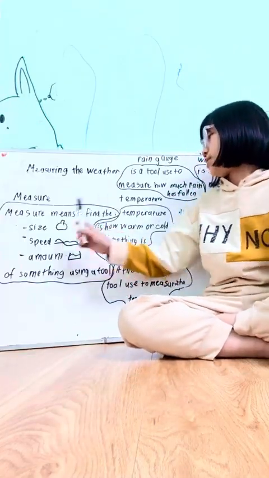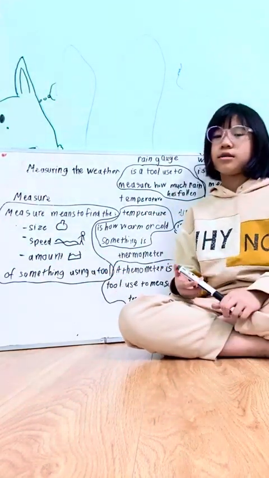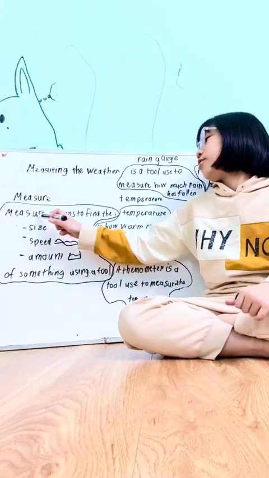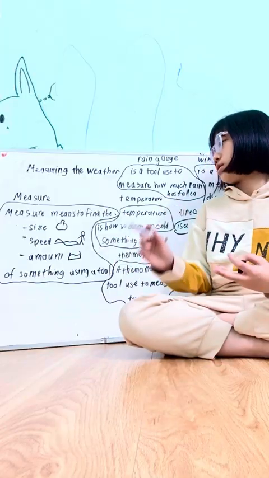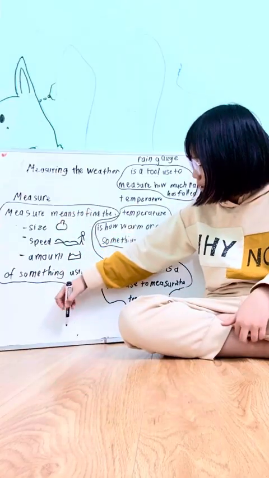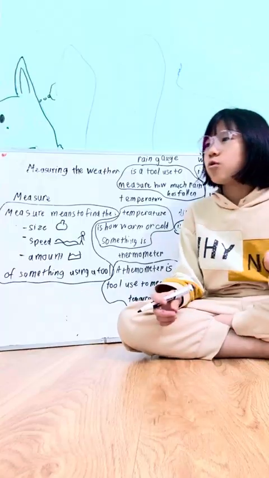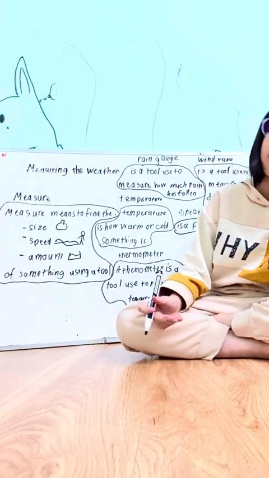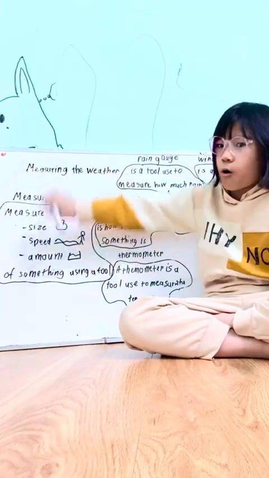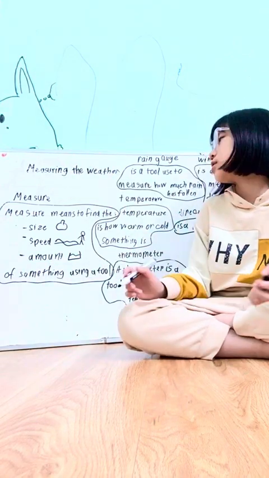Measure means to find the size, speed, or amount of something using a tool. So we measure the size, the speed, and the amount. The size, what size is it? What size is the apple? It's maybe 10 centimeters or maybe 9. What size is a cupboard? What size is the fan? What size is the door? So this is the size. And what size is the board here? So how big is the board?